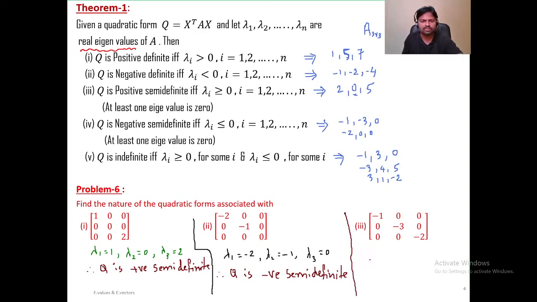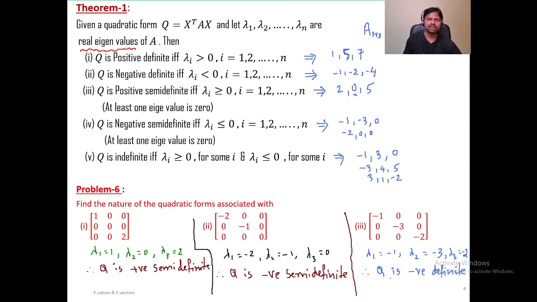Next, similarly this one. Again, it is a diagonal matrix. So lambda 1 is -1 and lambda 2 is -3 and lambda 3 is -2. All the eigenvalues are negative. So therefore Q is negative definite. Q is negative definite.